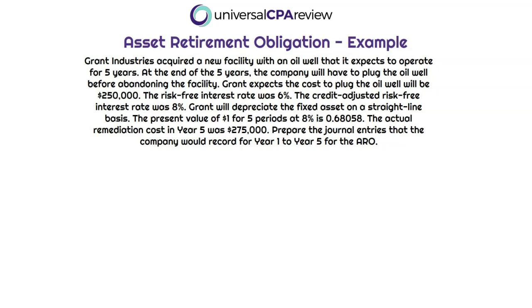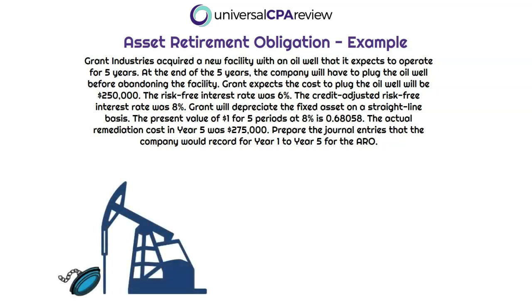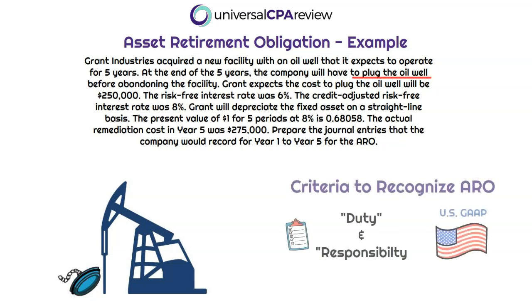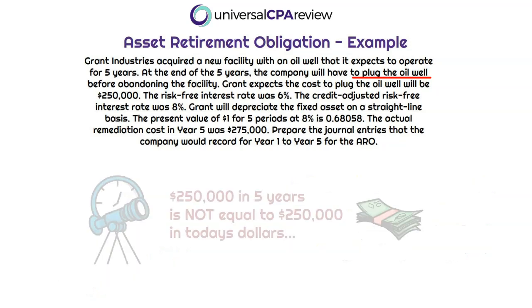So here is our example. Grant Industries acquired a new facility with an oil well that expects to operate for 5 years. At the end of 5 years, the company will have to plug the oil well before abandoning the facility. It's their duty and responsibility to clean up this oil well when they leave the area at the end of 5 years. So 5 years is the useful life of this asset.